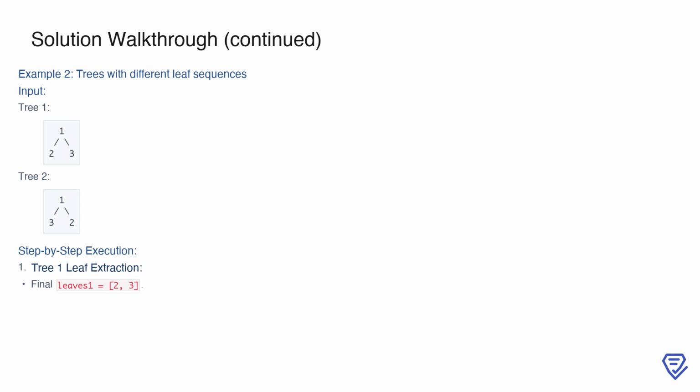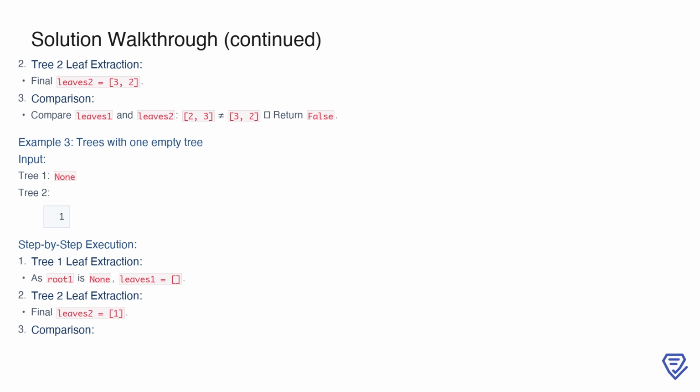Let's now examine a second example where the trees have different leaf sequences. Tree 1 consists of a root node 1 with two child nodes 2 and 3. Tree 2 has the same structure but with the child nodes reversed, 3 on the left and 2 on the right. Extracting the leaf sequence for tree 1, we find that the leaves, in left to right order, are 2, 3. For tree 2, the extraction process reveals a leaf sequence of 3, 2. Comparing the two sequences, we see that 2, 3 is not equal to 3, 2, meaning the trees are not leaf similar. Therefore, we return false.